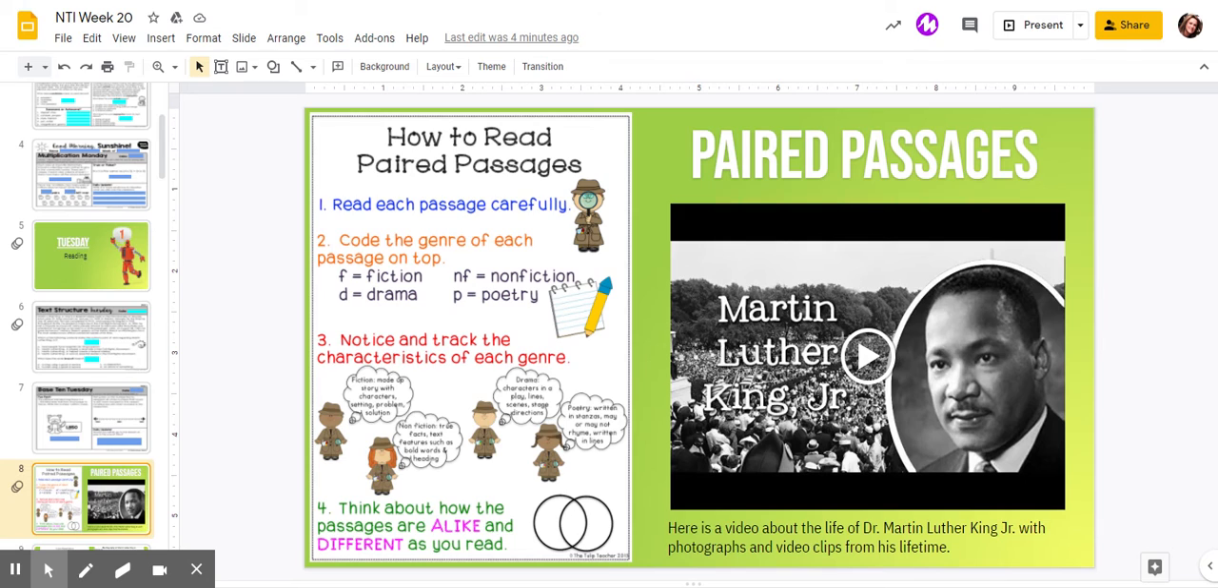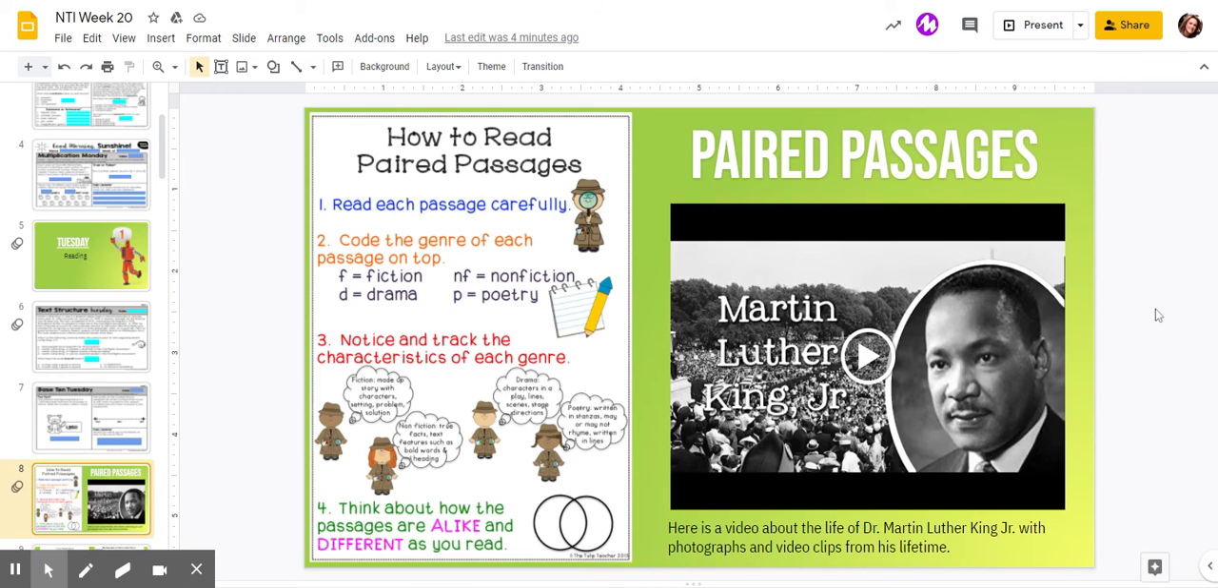Poetry is written in stanzas, may or may not have rhyme, and it's written in lines. Nonfiction, true facts, includes text features such as bold words and headings. Now, as you read, think about how the passages are alike and different. Before you read, for some really good background knowledge and to see Dr. Martin Luther King speak, you actually get to hear some of the clips from his speeches and see photographs of his life. I really recommend you watch this video.